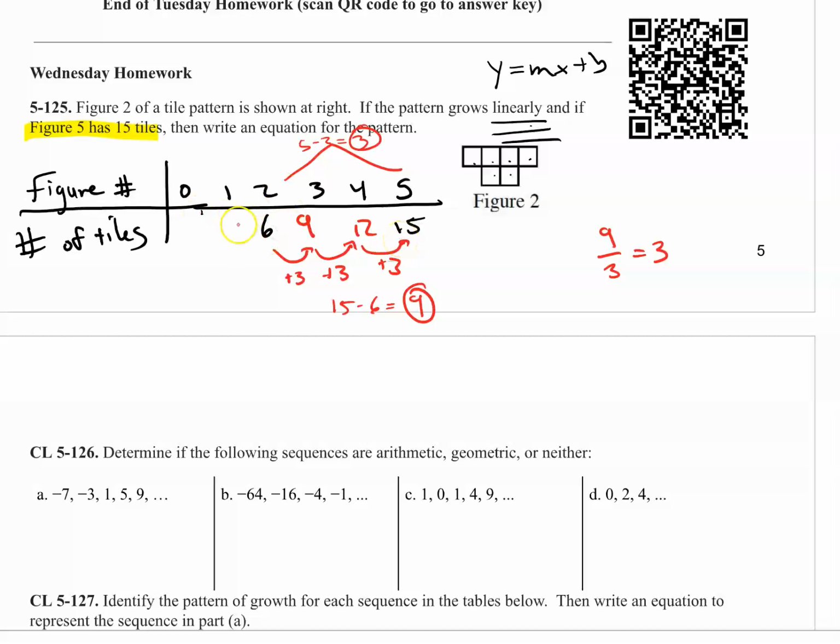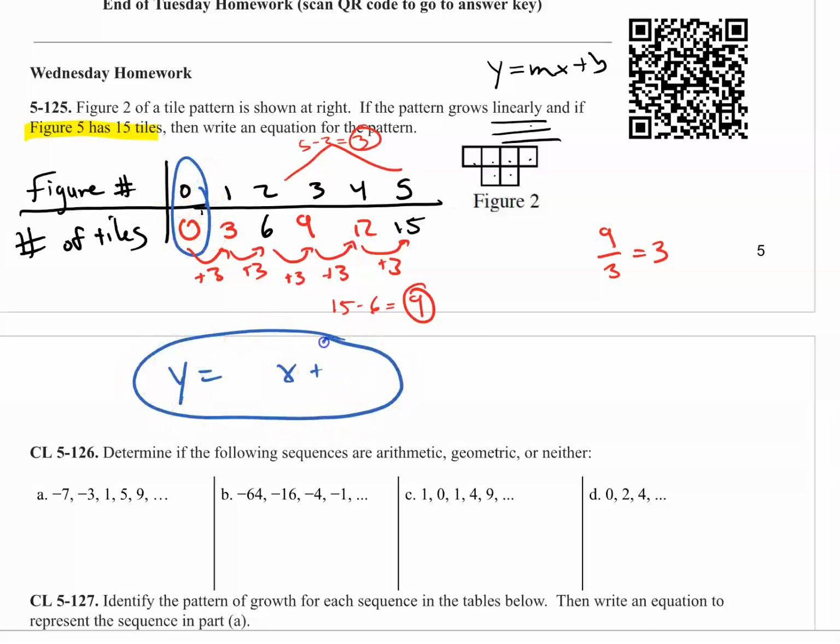Now we can go backwards to find the first term, which is 3, and the 0th term, or the number of tiles in figure 0, which is 0. So you have the growth, and you have the 0 term, or starting value. Plug it into y equals mx plus b. So what's our growth? What's our starting value?